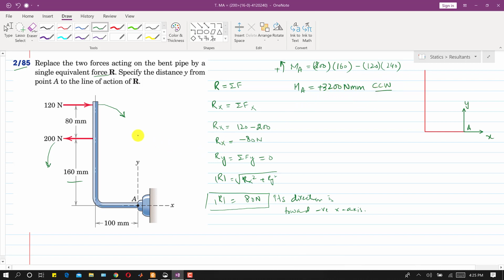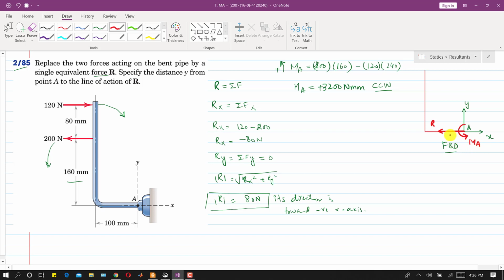Now if we represent these two forces by a force-couple system in this diagram, let's suppose that this is the free body diagram. So let me represent it. I will draw that force in the negative x direction at point A. This will be that resultant R, whose magnitude is 80 newtons. And we will represent this moment about A, and it is counterclockwise. So we will draw it like this. This is the moment about A.